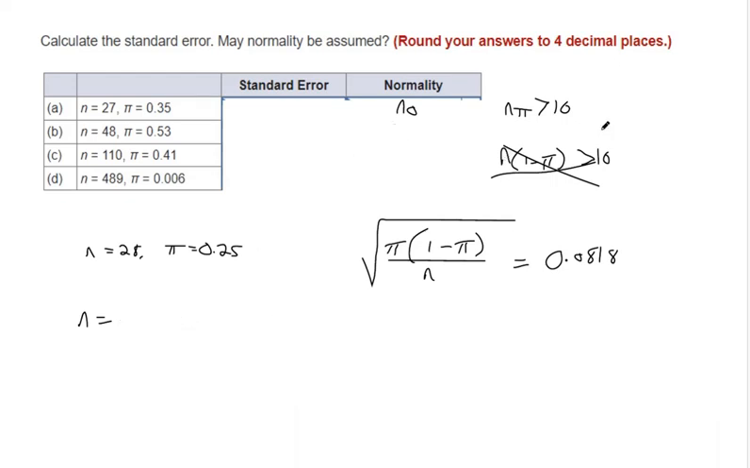So both of those formulas have to be true. You have to be able to plug in your numbers and get something greater than 10 here, plug in your numbers and get something greater than 10 here.